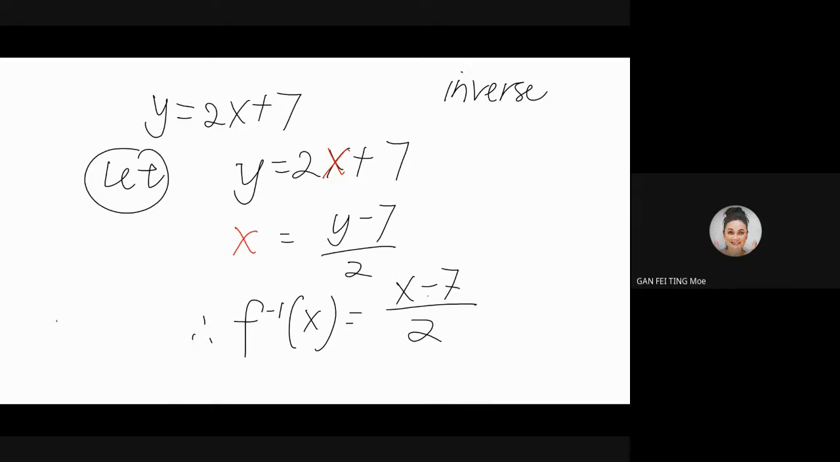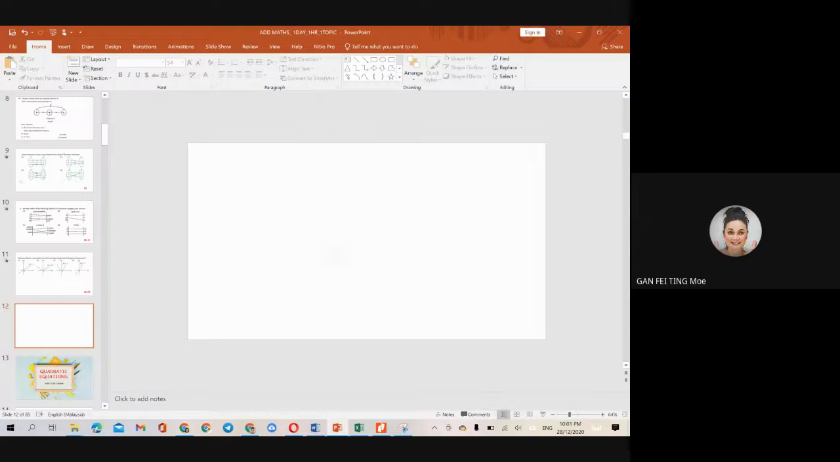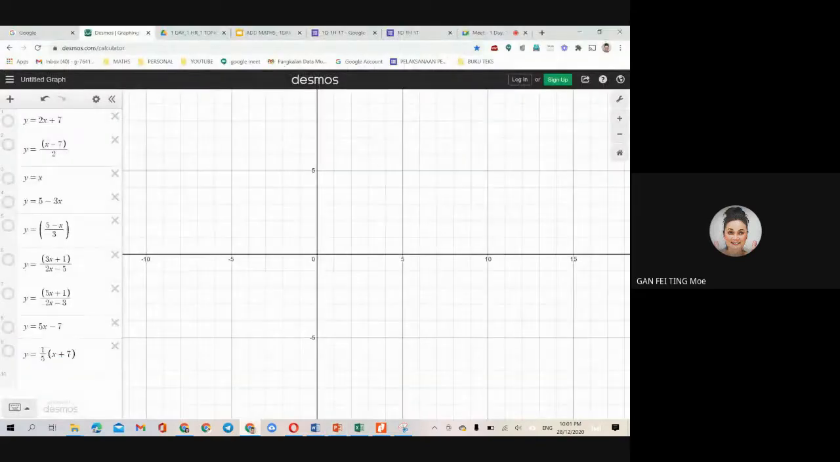I'm now bringing you to another slide for you to see what's happening here. Take note of this. For y equals 2x plus 7, the inverse is x minus 7 over 2. Let me jot it down first, later I will forget. Okay, I want to bring you here. This is my graph, right?